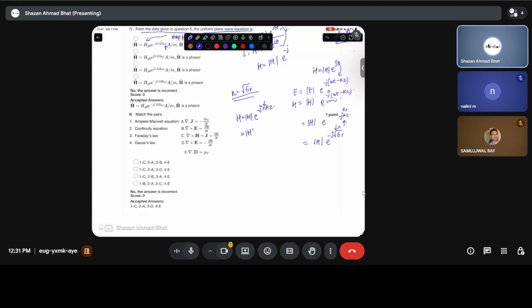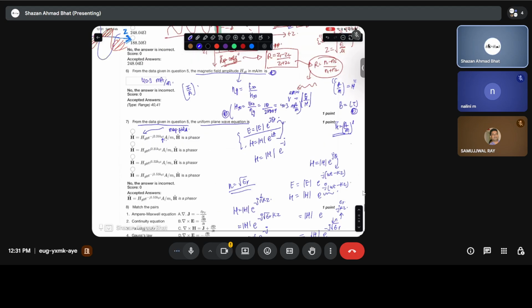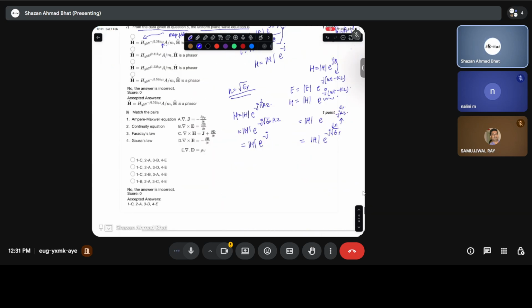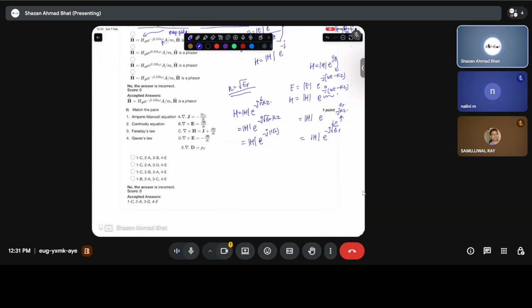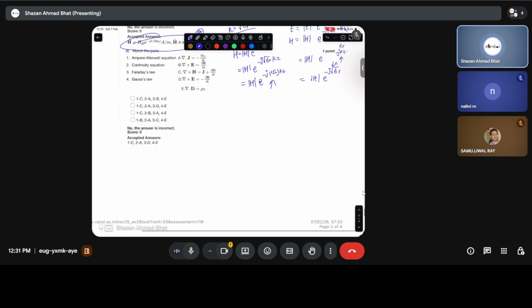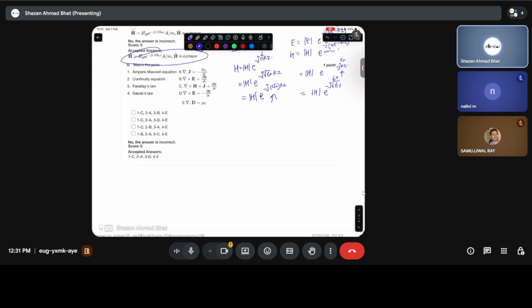So you can write it as H e to the power minus j square root of epsilon r k times z. This is H e to the power minus j square root of 2.31, which is 1.52 kz. So this is the exact answer, which is basically a simplistic one. And now the final question, which is sort of a cakewalk.